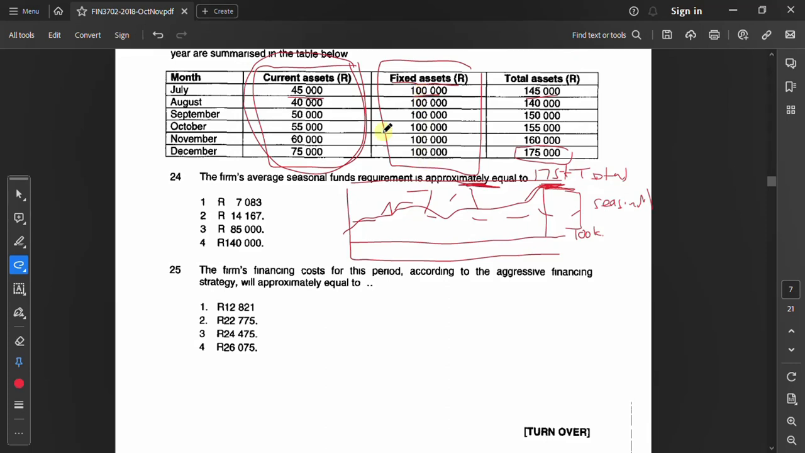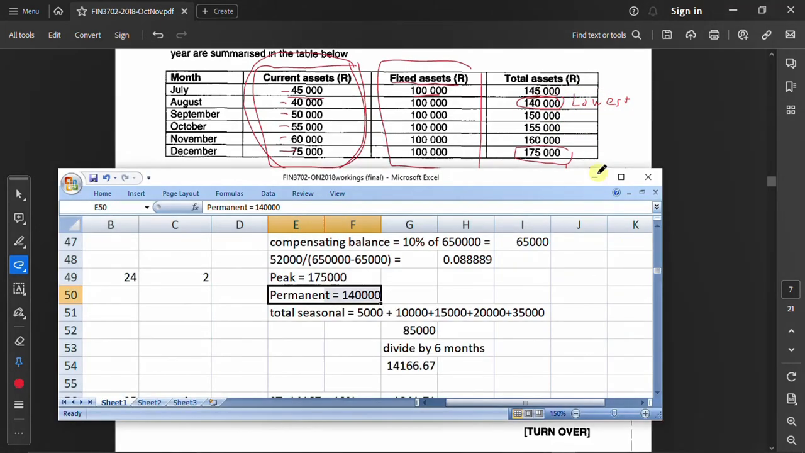So if you look at the working, all right, have a look. What is the peak? The peak is the biggest amount, the total. The peak here is the 175. So the highest point happens in December. Right at December, there's 175,000. That's the highest point. All the other points are lower than that.